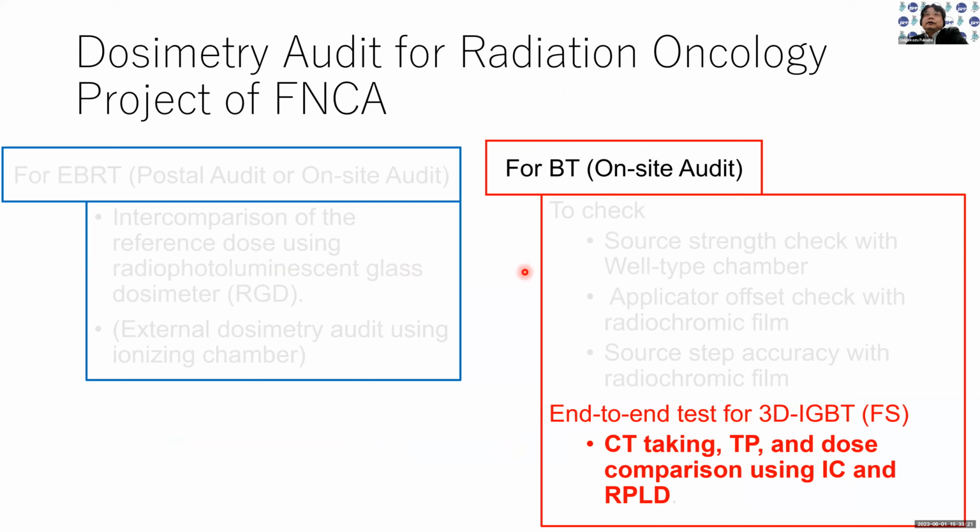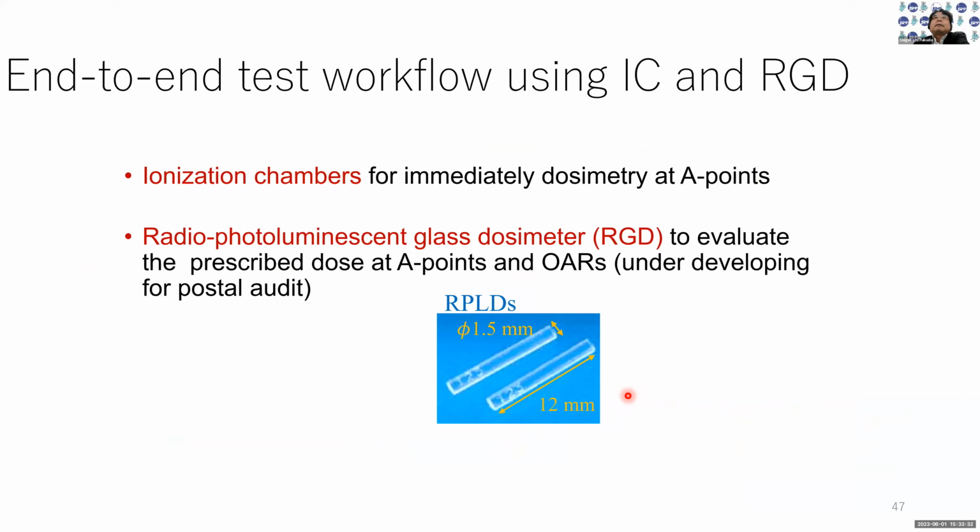And finally, I want to explain the end-to-end test for 3D IGBT and the feasibility studies. So we use an end-to-end test using an ion chamber, especially a pinpoint chamber, for the intermediate dosimetry at the A points. And we also performed RGD, using RGD to evaluate the prescribed dose at A points and the OAR.